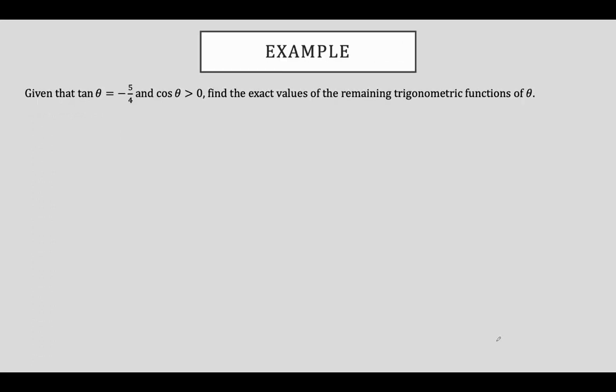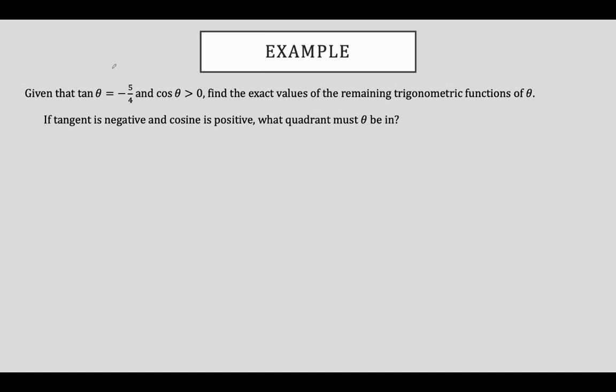Given that tangent of theta is equal to negative 5 over 4 and cosine of theta is greater than 0, find the exact values of the remaining trigonometric functions of theta. So we always want to start off by drawing out our angle in standard position. Now, one thing is, we're not told which quadrant this angle is in. Not explicitly anyhow. But take a look at these values. We know that tangent is negative, and we also know that cosine of the angle theta is positive. That's what it means to be greater than 0.